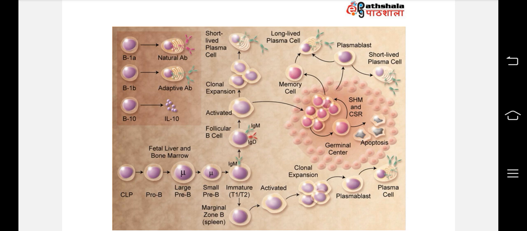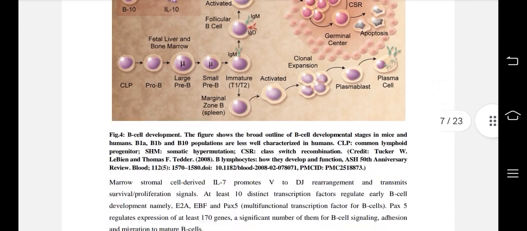B1A, natural antibody; B1B, adaptive antibody; B10, IL-10. Short-lived plasma cell. CLP, pro-B, large pre-B, small pre-B, fetal liver and bone marrow. Immature, T1 and T2, marginal zone B, spleen. Follicular B cell, activated, clonal expansion, short-lived plasma cell, memory cell, plasmablast, germinal center, apoptosis, clonal expansion, plasmablast, plasma cell.